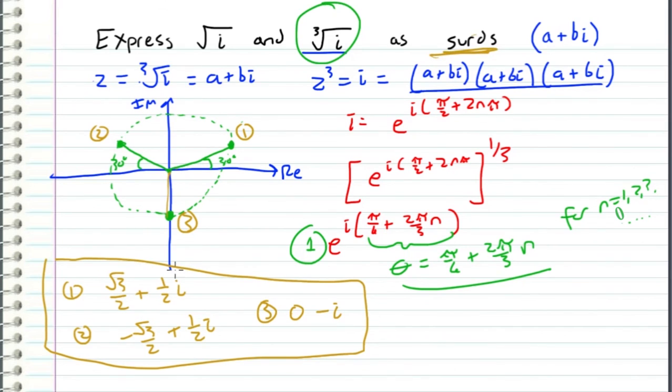and they are written as surds because they have the radicals in them, and they are of the form a plus bi.